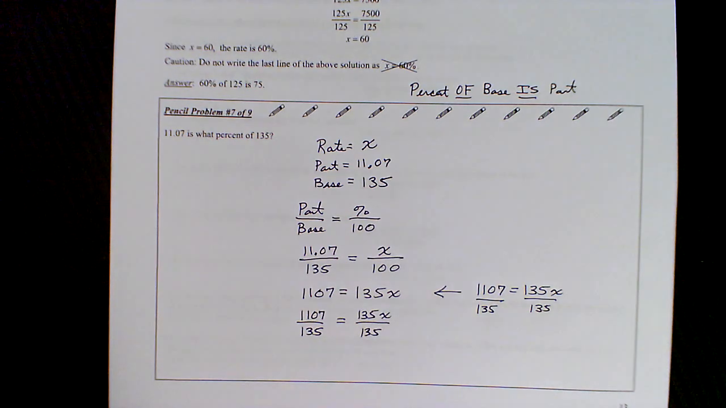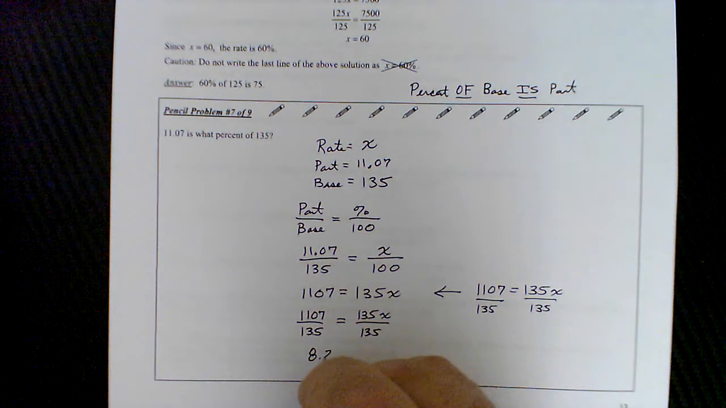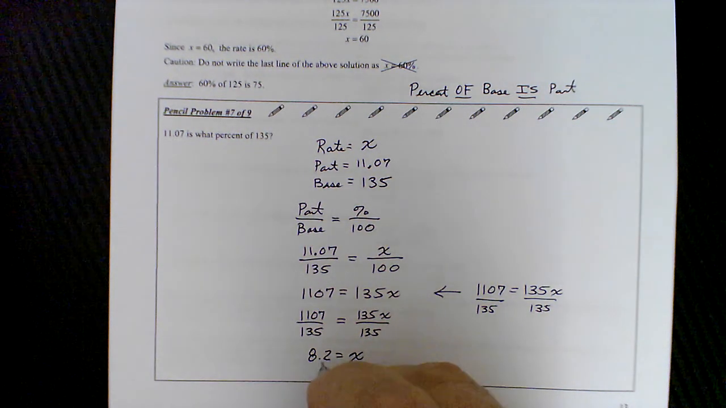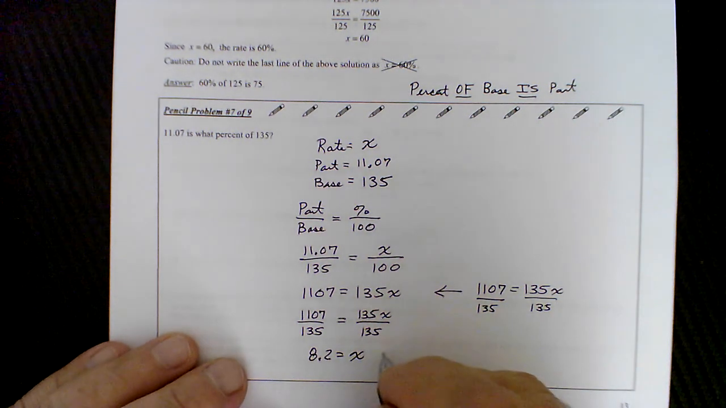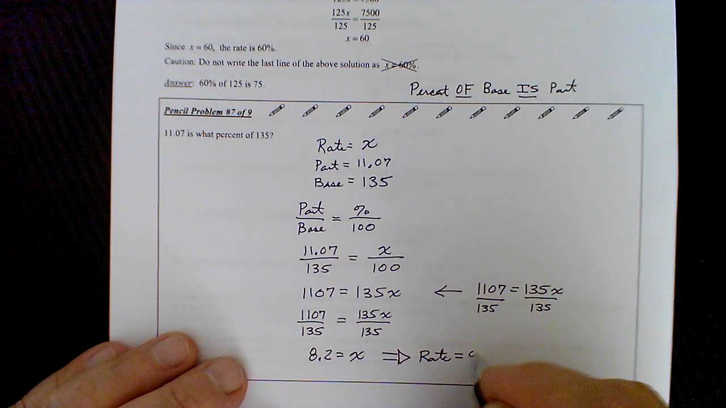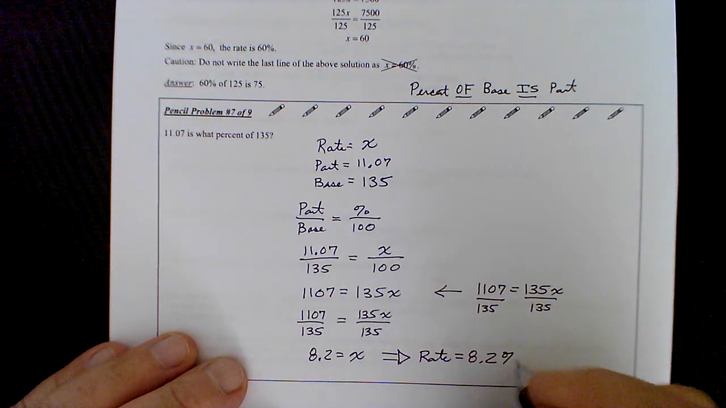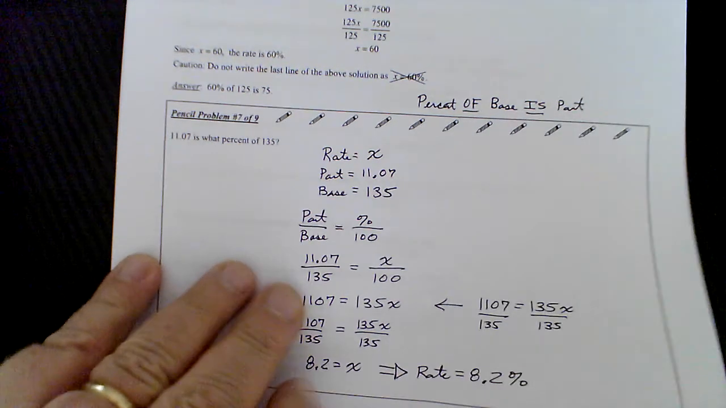1107 divided by 135, and we get 8.2. So remember, you have to make sure you understand that it's the rate we're solving for. So then we could say that the rate is 8.2%, with the percent symbol at the end. Okay, so that's the rate, base, and part method.